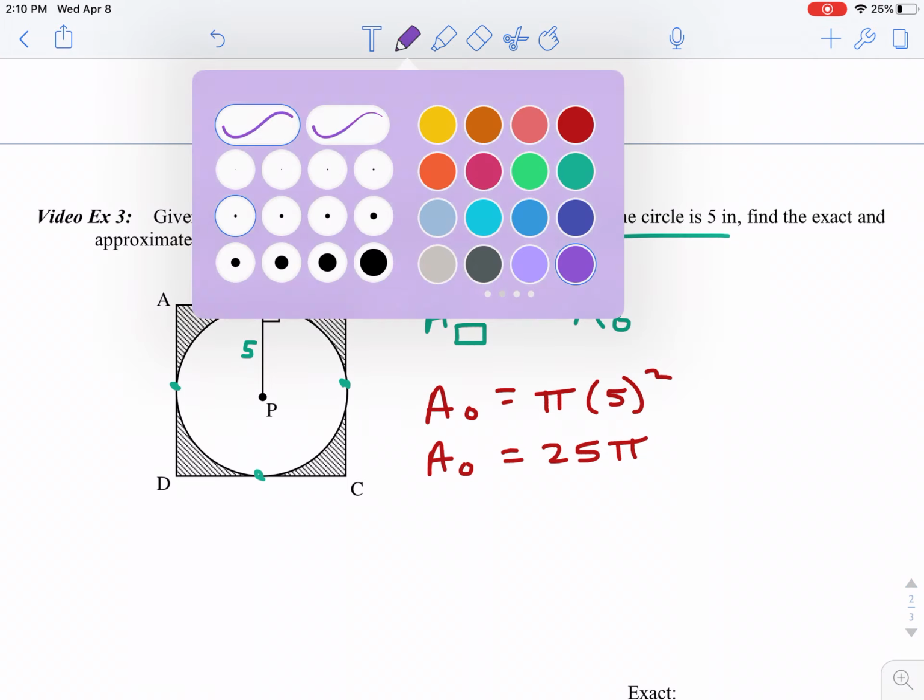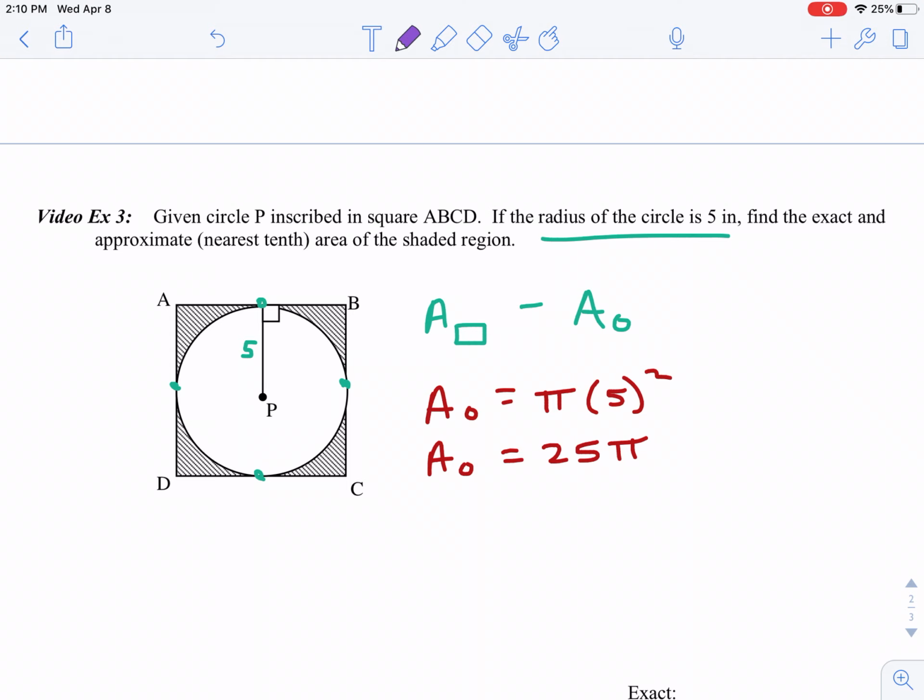But finding the area of my square is going to be a little bit tricky, because in order to do that, what I really need to be able to find is either this space all the way across, right? I'm trying to find this, or the vertical space. Well, let's think about that for a second. This is a radius of 5. This is a radius of 5.